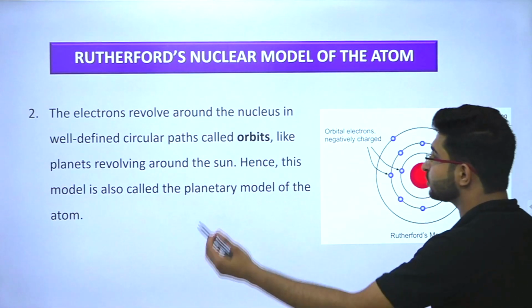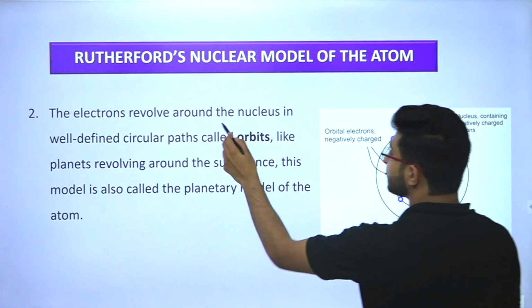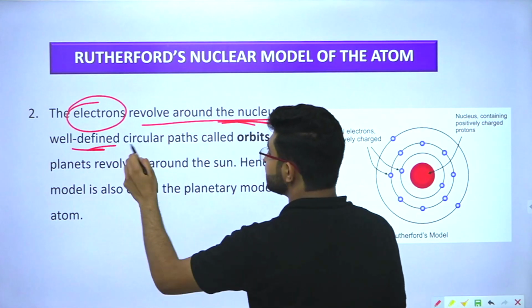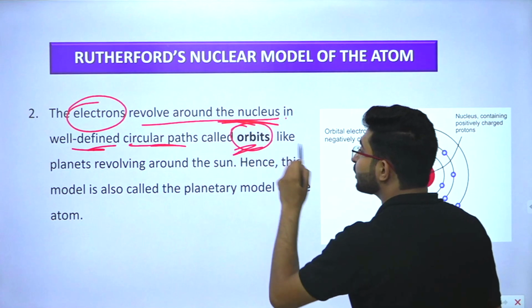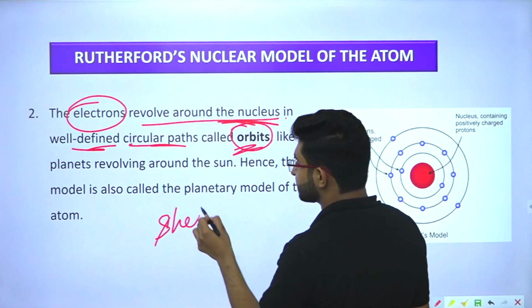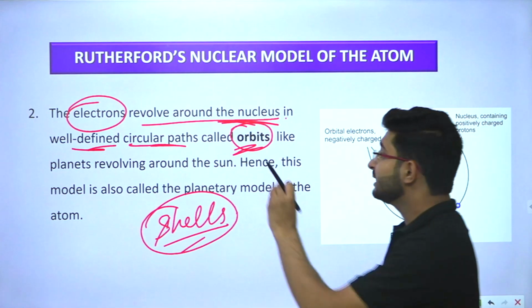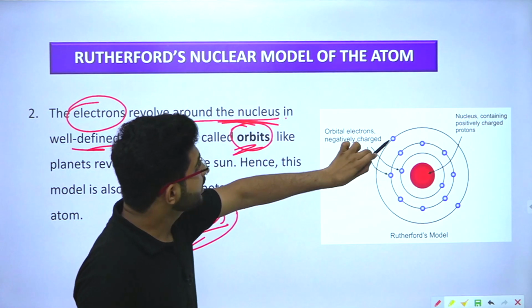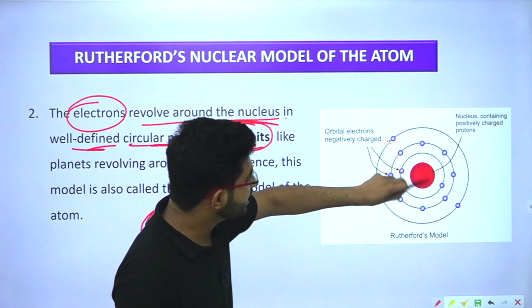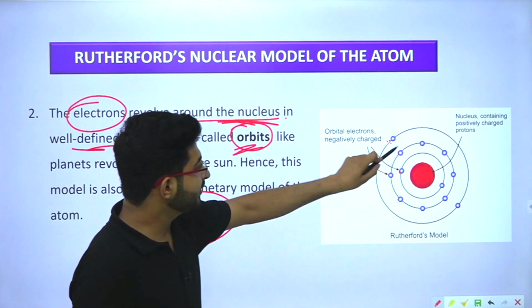After that, he also described the second point, that the electrons revolve around the nucleus. He stated that electrons revolve around the nucleus in well-defined circular paths, which were called orbits, and these were also called shells. The second name for orbits was shells. You can see the blue ones or the purple ones are electrons. They are revolving around the nucleus, the center of the atom.